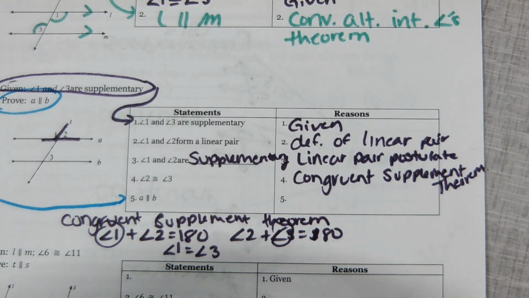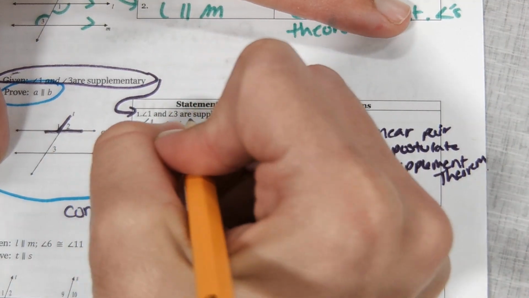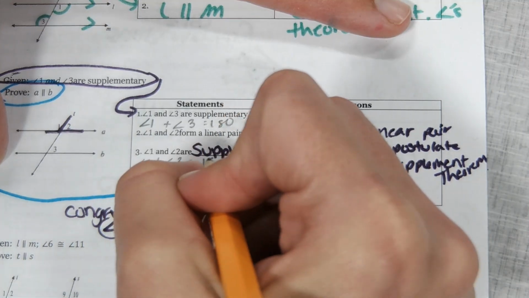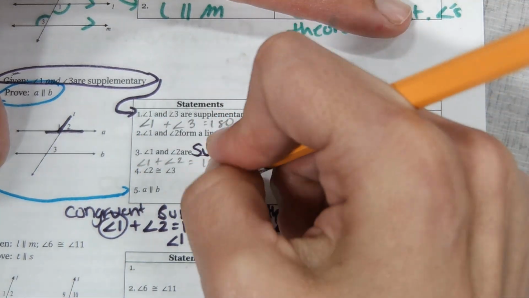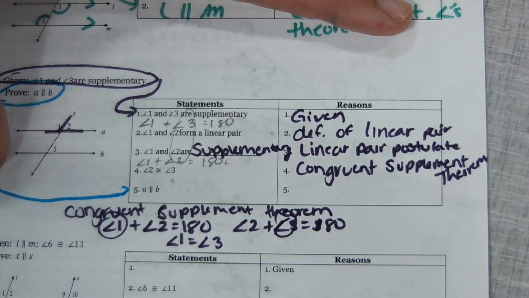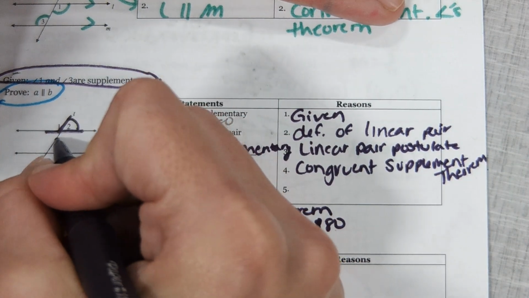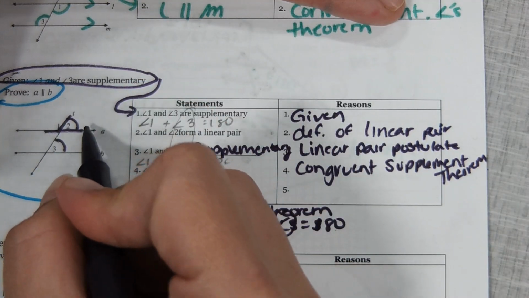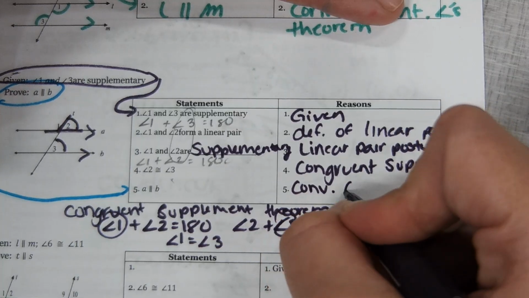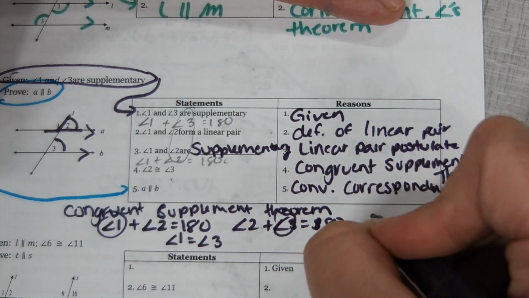So in this case, just to further explain, 1 and 3 are supplementary, so angle 1 plus angle 3 is 180. And then we said angle 1 plus angle 2 is equal to 180. So therefore, 2 and 3 are equal, which is what they have here. And then from there, it says that lines are parallel. 2 and 3 are corresponding angles, which means if they're equal, then our lines are parallel. So that would be the converse of corresponding angles postulate.